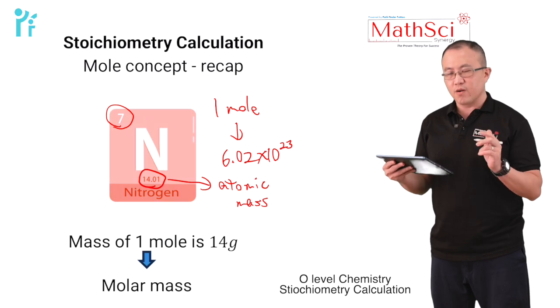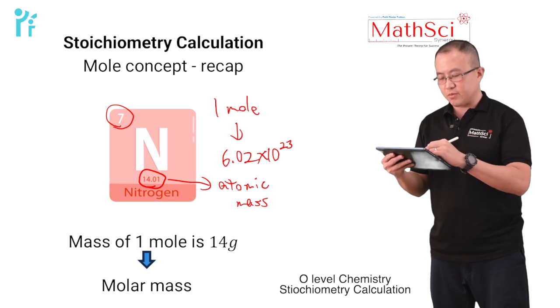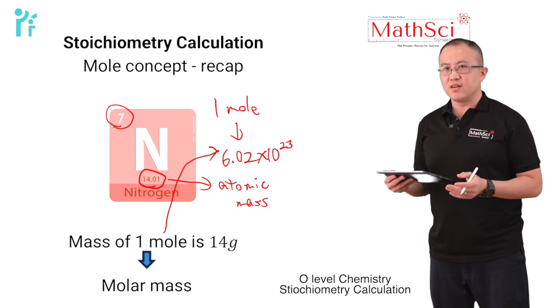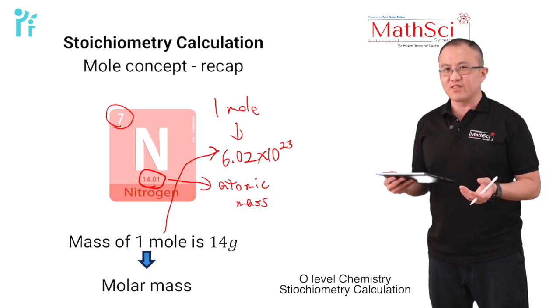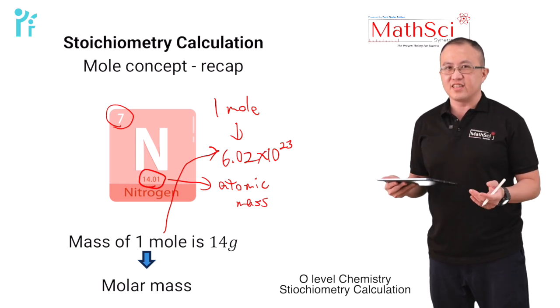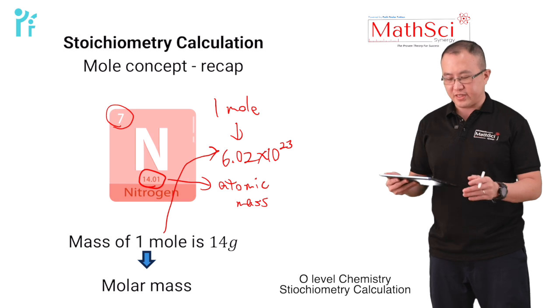So what is 1 mole of nitrogen atom? It's basically 6.02 times 10 to the power 23. So this is that amount. It is quite pointless to count the mass of one atom because most of the time that is really very light. And in the case of measurement, it's also not very practical.